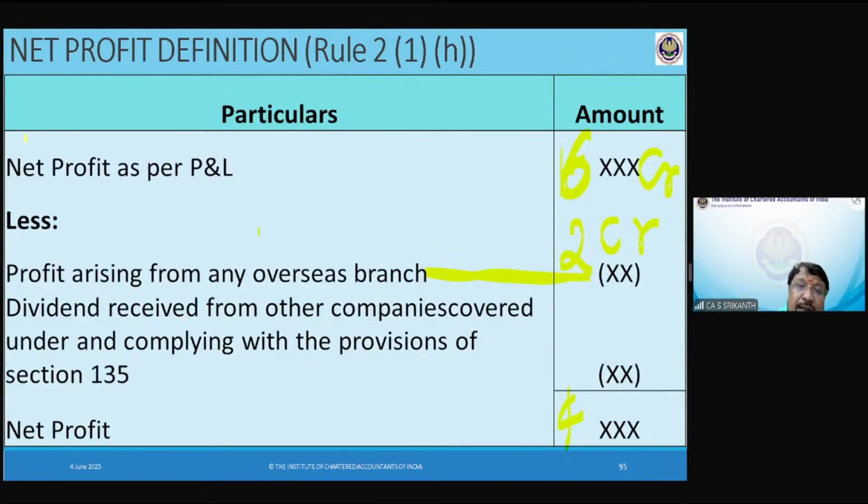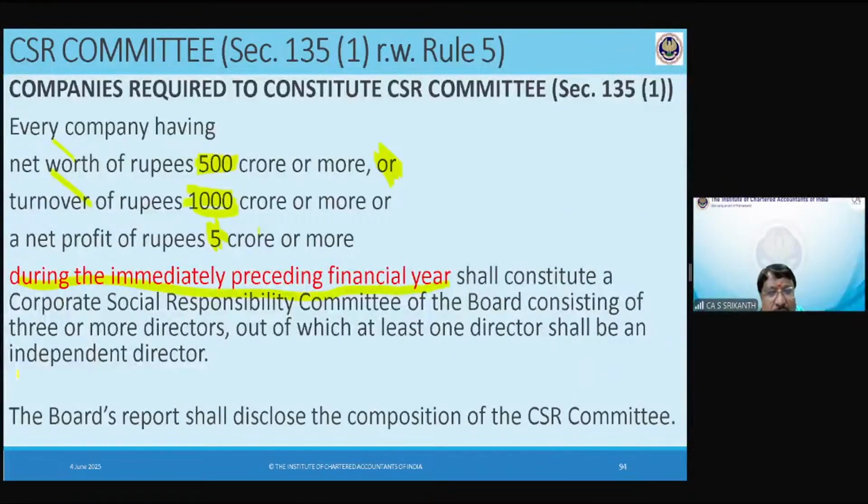Got it? Similarly, dividend received from other companies covered under and complying with Section 135. See, you are an unlisted company. Okay, you are governed by CSR. Your P&L account income side includes a dividend. Those companies are all listed companies already complying with CSR. Ladies and gentlemen, will note that this is not specific to listed company. It's talking about every company. Even unlisted companies are covered. CSR is applicable to unlisted company also.